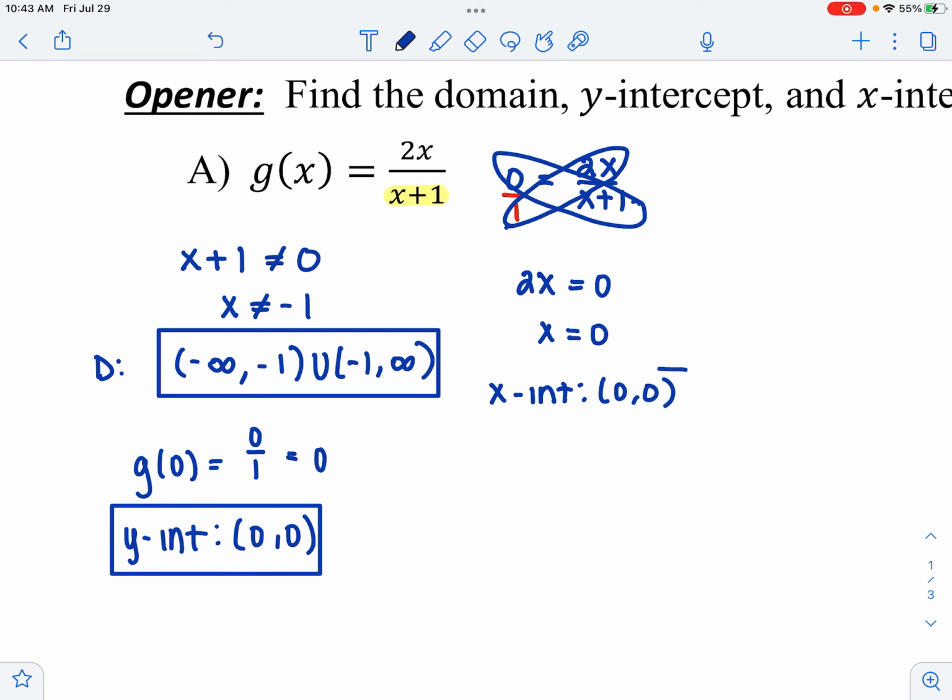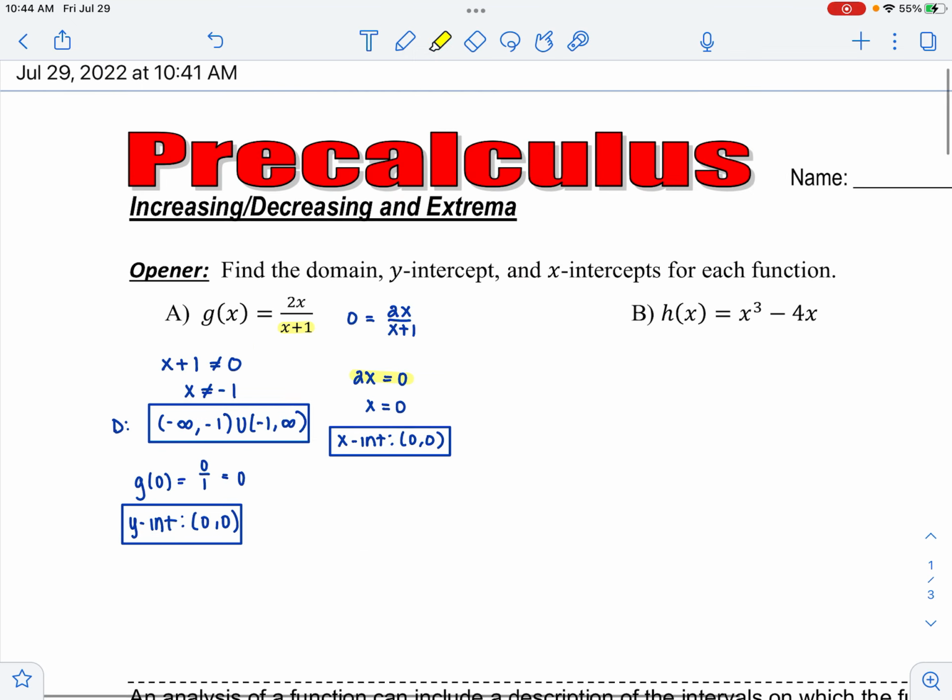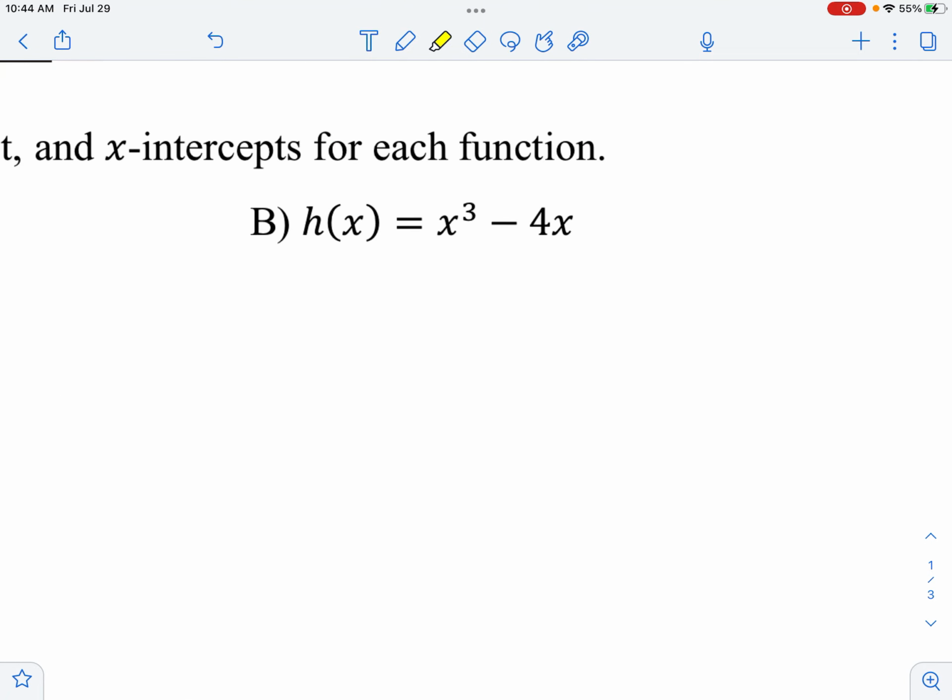You could also remember another way of doing this: if you went back to the original here, let me erase my over 1. I have a fraction set equal to 0. In order for a fraction to be equal to 0, the numerator has to be equal to 0. So another way of doing it is saying, oh, my numerator just has to be equal to 0. Okay, so that problem's done. Now we are on to the last one.